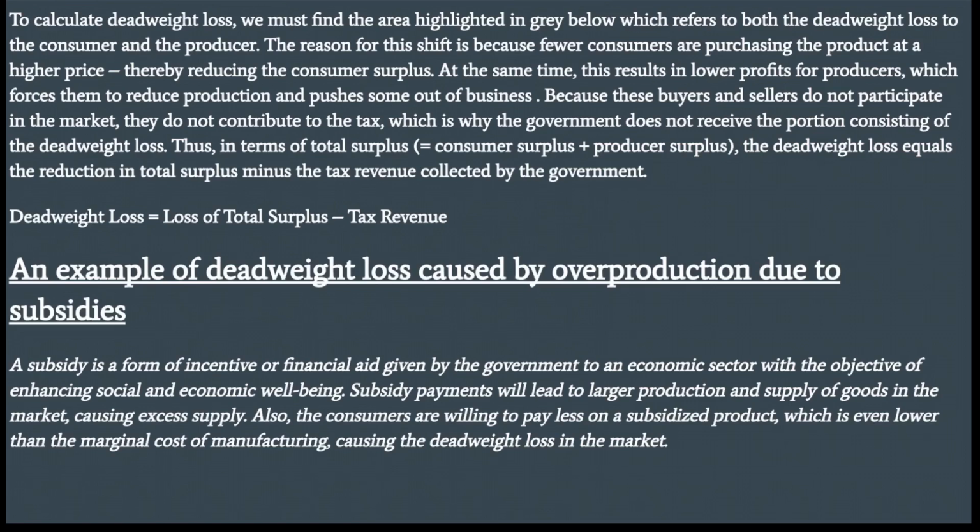Thus, in terms of total surplus, the deadweight loss equals the reduction in total surplus minus the total revenue collected by the government. Deadweight loss is equal to loss of total surplus minus total revenue. An example of deadweight loss caused by overproduction due to subsidies.